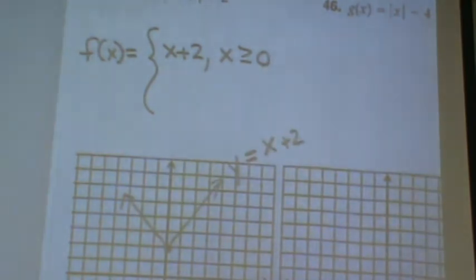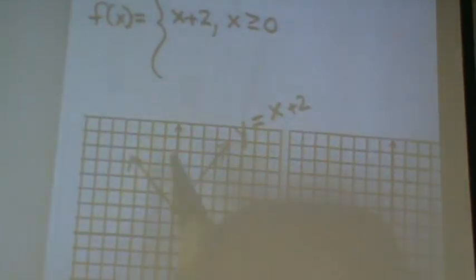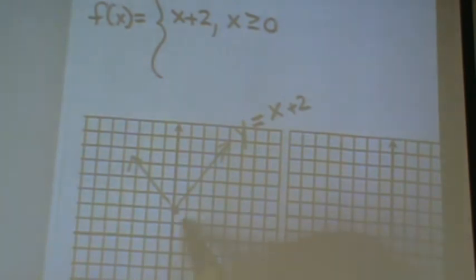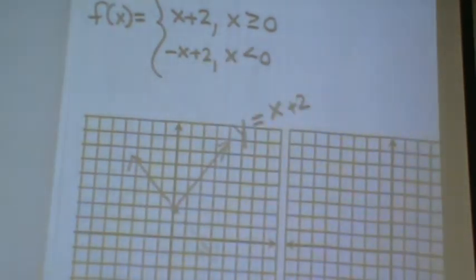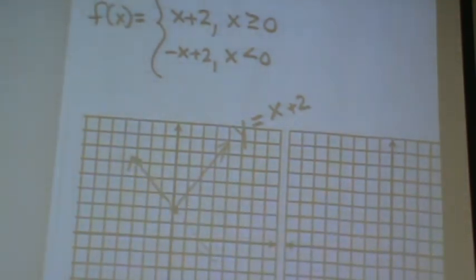So you have f of x equals x plus 2, but I only want the x that's greater than or equal to 0, because here's your 0, your vertex. This line is, if you continued on here, went down, this is negative x plus 2, and I only want that part for the x values that are less than 0, because I'm going less than 0 for this part of the graph. Number 46.